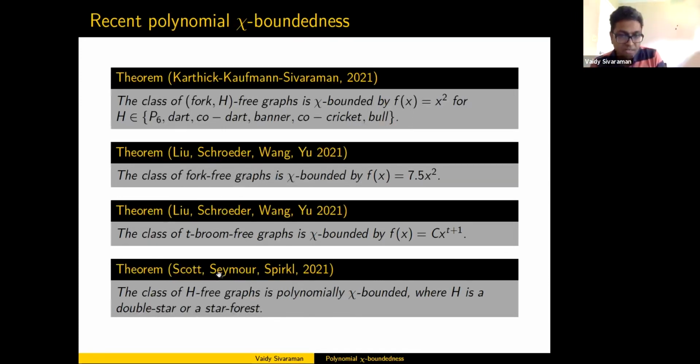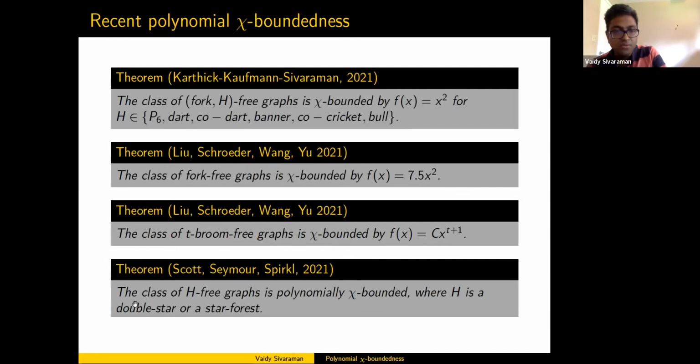And inspired by this, Scott, Seymour, and Spirkl proved a result related to the Gyárfás–Sumner conjecture. So if you exclude a forest, then it's polynomially chi-bounded when the forest has a very specific structure. They proved two theorems. One, when each component of the forest is a star. And the other one is when there are only 2 vertices of degree greater than 1. That's what is called a double star.